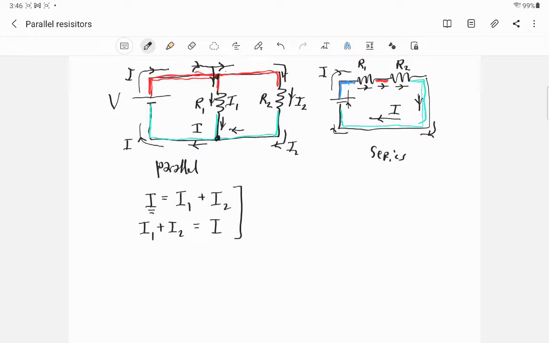But anyways, in parallel, I actually have multiple currents. I've got I1, I2, and I, which have a very particular relationship, an algebraic equal sign relationship. But in parallel, I only have one potential difference.